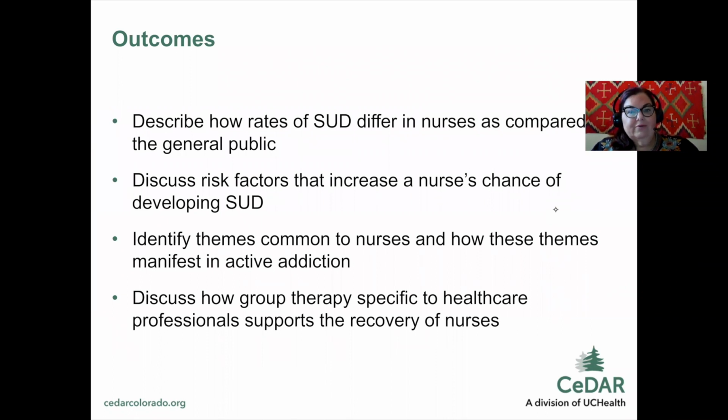First, let's talk about outcomes. Today in this session, I'm going to talk about how the rates of substance use disorder differ in nurses as compared to the general public. I'm going to talk about risk factors that increase a nurse's chance of developing substance use disorder. I'm going to identify themes common to nurses and how these themes manifest in active addiction. I'm also going to discuss how group therapy and group programming specific to healthcare providers can be really helpful in the residential setting.